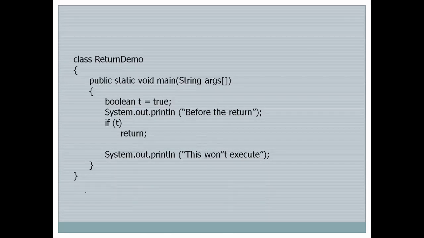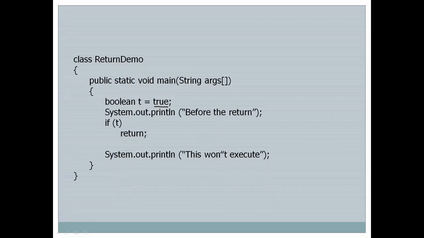So we have a class ReturnDemo. Inside that we have a public static void main, and inside the main we have declared a boolean variable t having value true. A boolean variable can have only two values, that is true or false. So this boolean variable t is having value true.